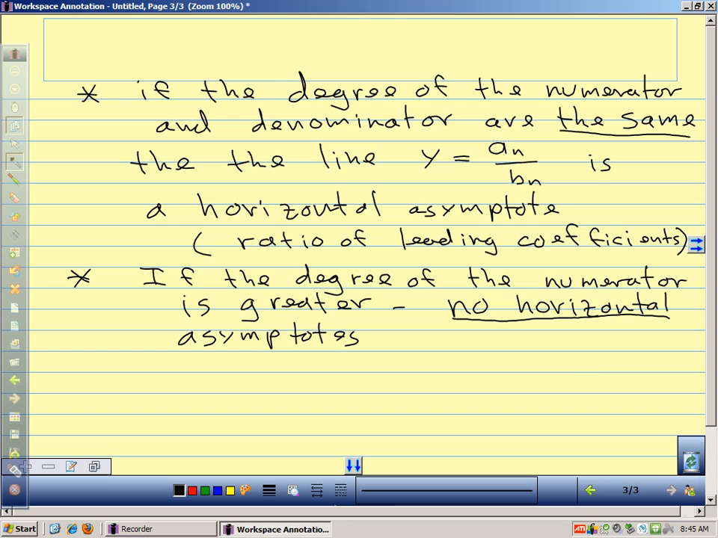So our vertical asymptotes are when our denominator is 0 and our numerator is not equal to 0. Our horizontal asymptotes, we get y equals 0 as a horizontal asymptote if the degree of the numerator is smaller than the degree of the denominator. If the degree of the numerator and the denominator are the same, we get the line a sub n over b sub n, which is the ratio of our leading coefficients, as our horizontal asymptote. If the degree of the numerator is bigger, then we get no horizontal asymptotes.